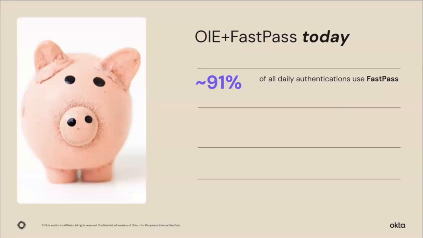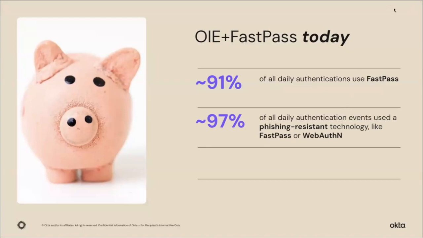In the second year, we drove utilization of FastPass up to 91% of every authentication event in the tenant. That is probably unheard of levels of uniformity in authentication, in any place where you have multiple authenticators.